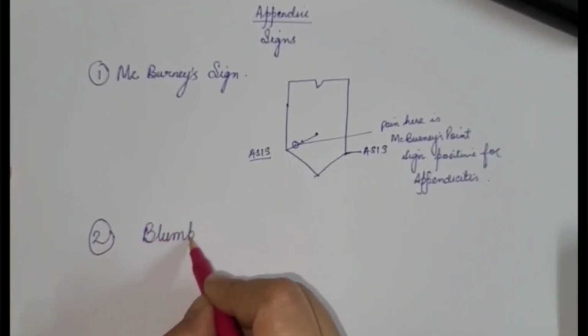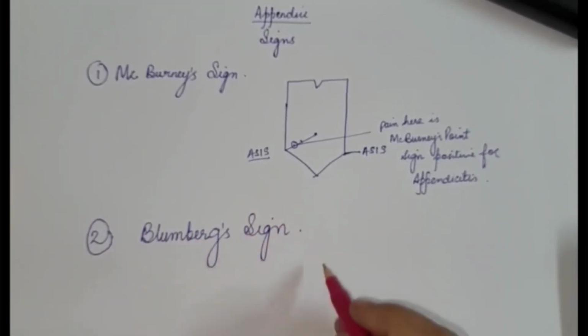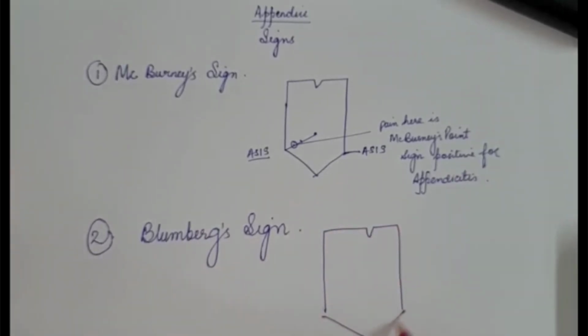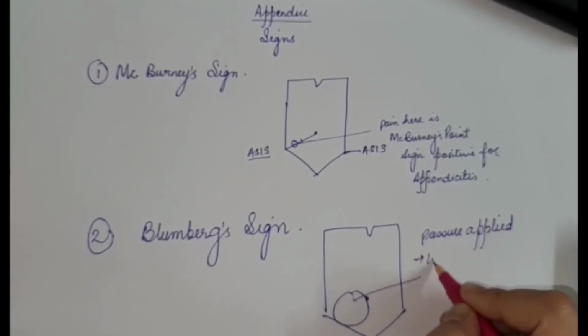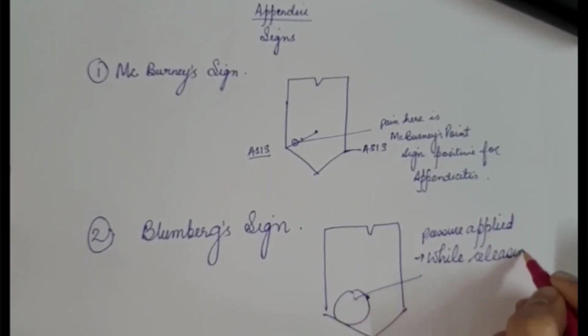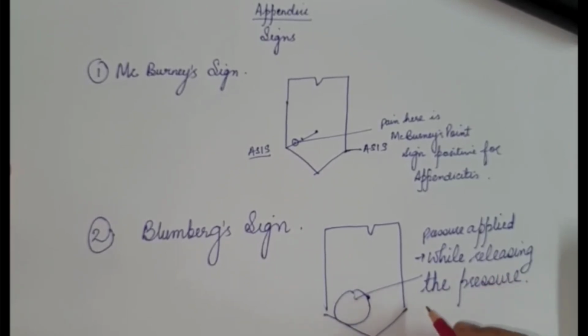Now coming to the next sign, that is the Blumberg sign. Now Blumberg sign is also a sign when there is a pain. When you are pressing the abdomen, there will be a pain, and the pain increases when you release the pressure. So the tenderness will increase, the pain will be immensely increasing when you release the pressure that has been applied. That is called as Blumberg sign.